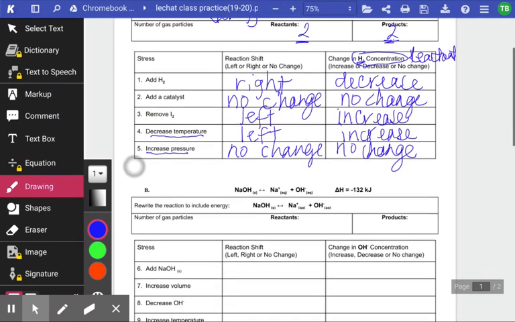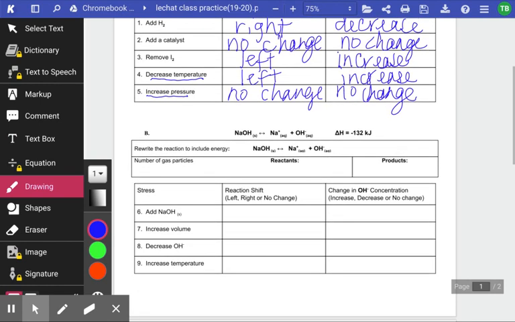All right, going down now to letter B here. It says rewrite the reaction to include energy. So we're going to start off by including energy there. Negative 132 kilojoules. Since the value is negative, that means the reaction is exothermic and energy is a product. It is being released or given off in the reaction.